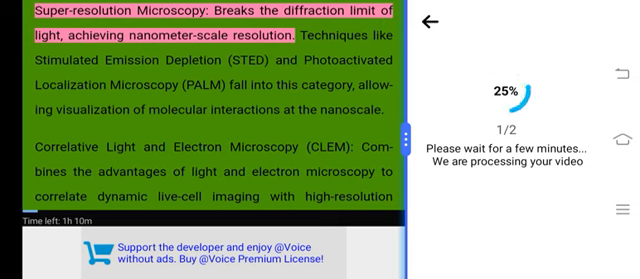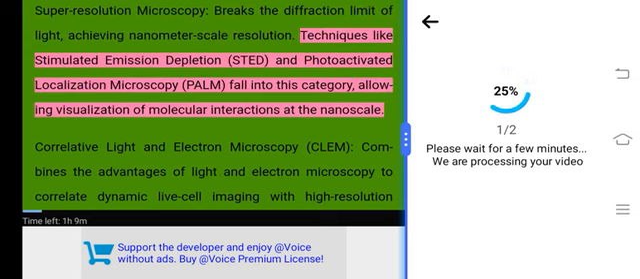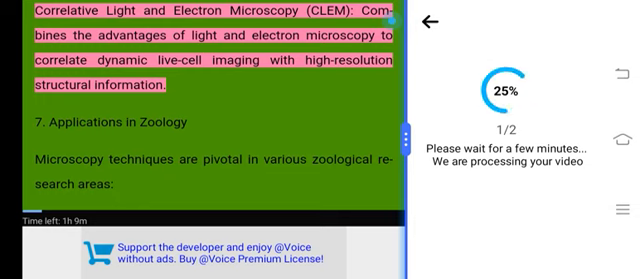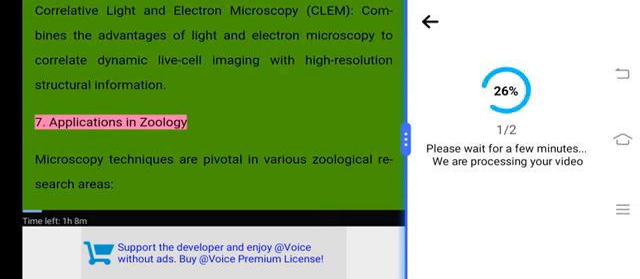Super-resolution microscopy breaks the diffraction limit of light, achieving nanometer-scale resolution. Techniques like stimulated emission depletion (STED) and photoactivated localization microscopy (PALM) fall into this category, allowing visualization of molecular interactions at the nanoscale. Correlative light and electron microscopy (CLEM) combines the advantages of light and electron microscopy to correlate dynamic live cell imaging with high-resolution structural information.